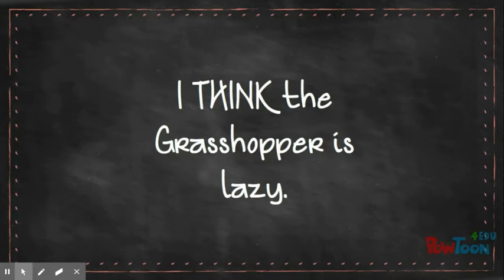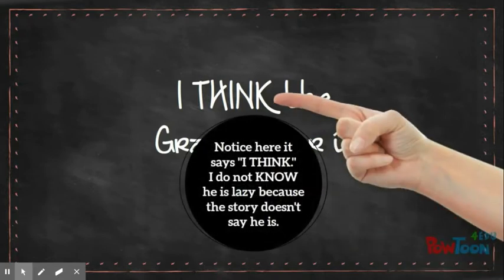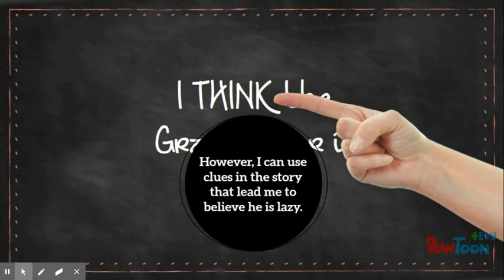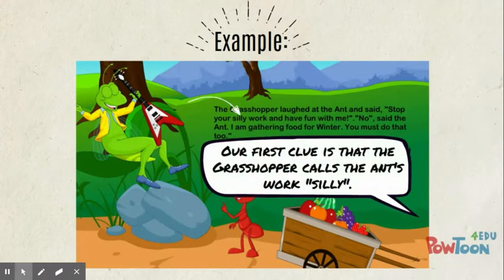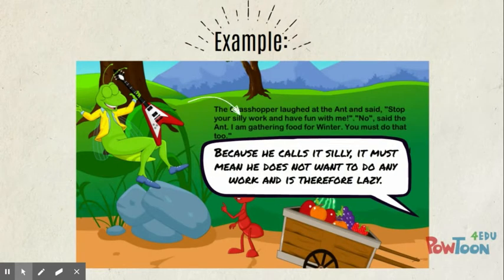Here I can say that I think the grasshopper is lazy. Notice here that I say I think. I'm not saying I know he's lazy because the story doesn't actually say that he's lazy. However, I can use clues in the story that lead me to believe he is lazy. The first clue that makes me think that the grasshopper is lazy is where he calls the ant's work silly. Because he uses that word silly, it means he's not wanting to do any work and is therefore lazy.